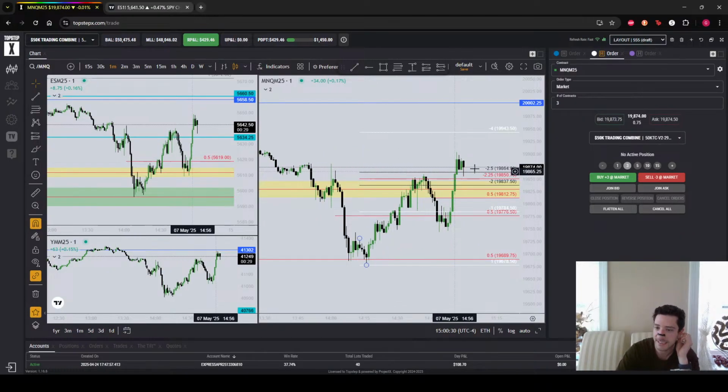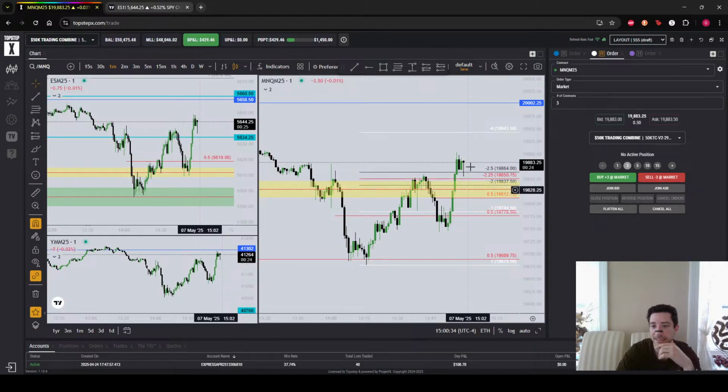What do we got? Retracing back into -2.5. This should technically be support here. You really wouldn't want to see it leak too much lower below. Am I going to trade off of it? I don't know. Doesn't seem like it at the moment.